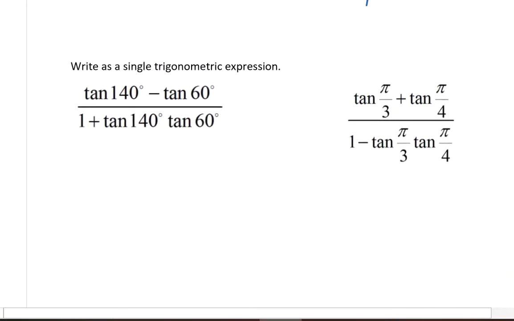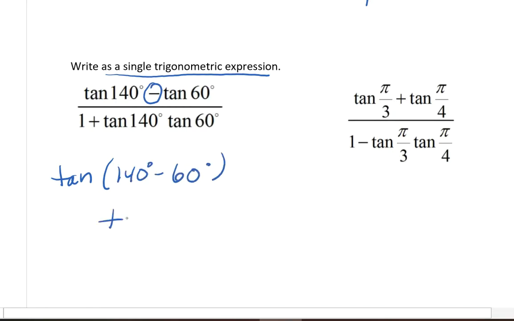On these, we're going to write as a single trigonometric expression. So when I write as a single trigonometric expression, that means I'm going to pull it back to the other side, but I don't need to simplify it like I did on the last one. So here you can see this is going to be a tangent, and it's going to be a tangent difference because the numerator, and I'll do 140 minus 60, which is tangent of 80.